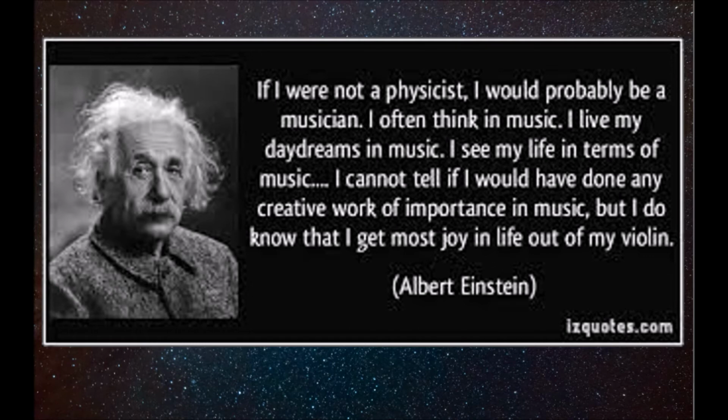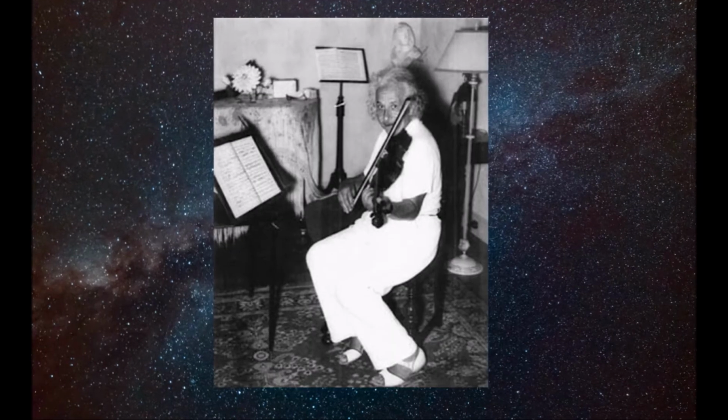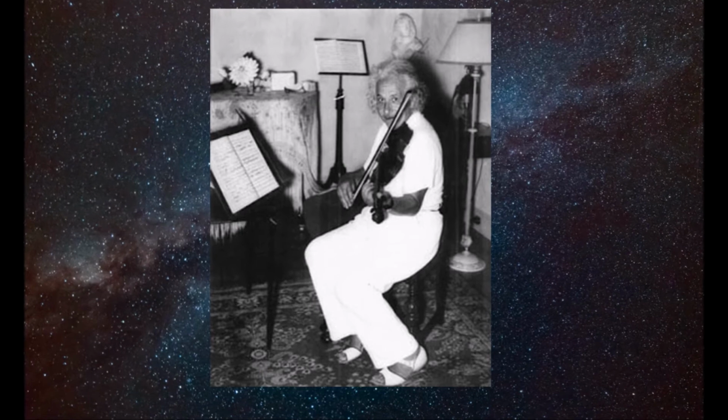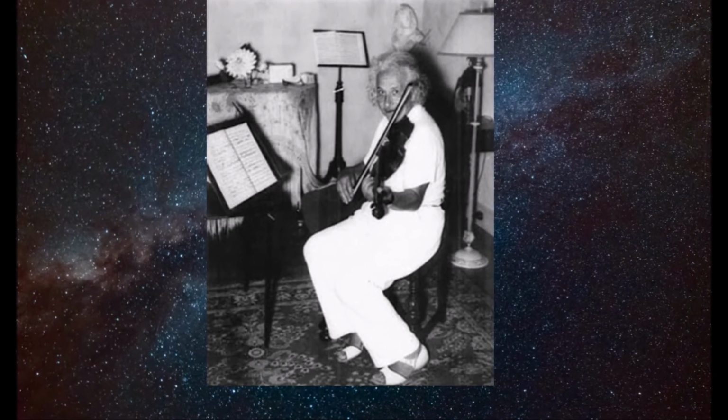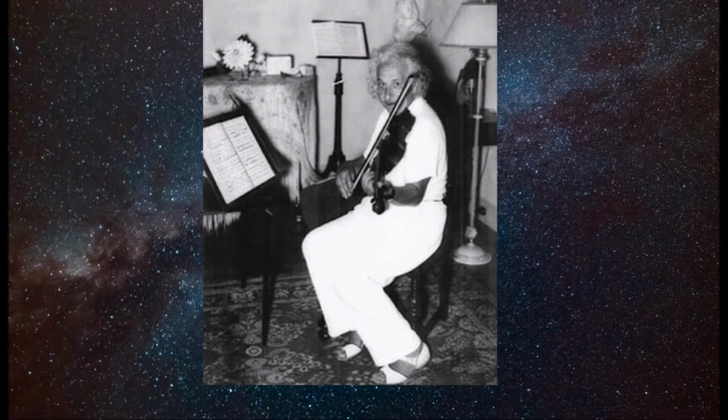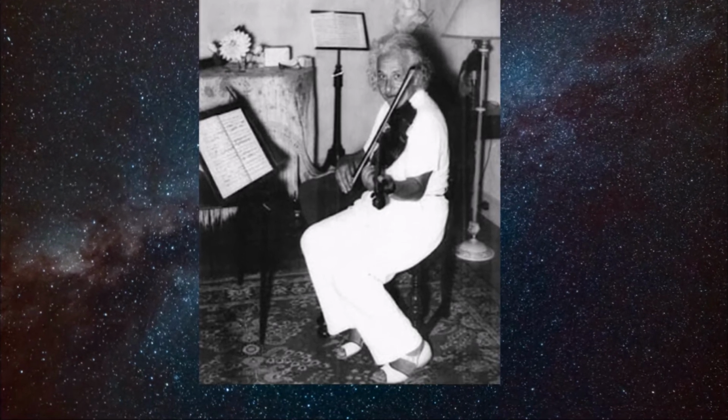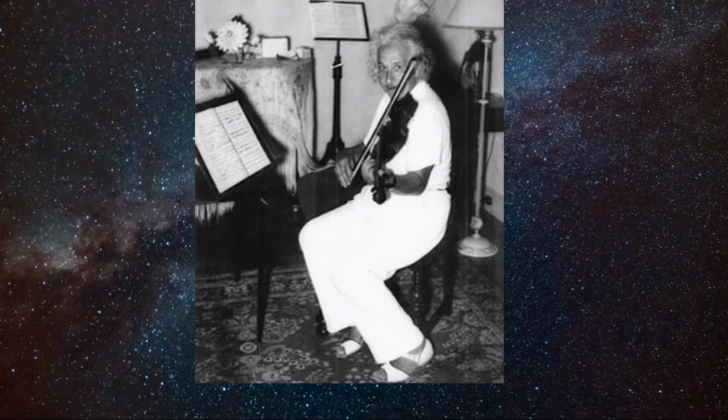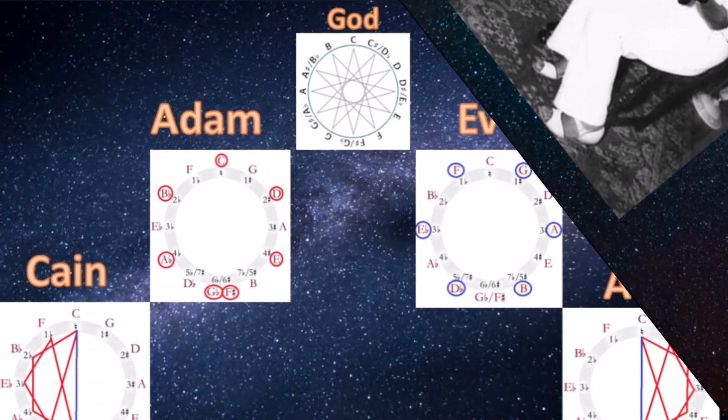Unquote. That is why I say Einstein would have understood Russell perfectly, because they are both on the same level, one on light and the other on sound. He said, "I cannot tell if I would have done any creative work of importance in music." My guess is that he would have come up with the Lydian theory. He might have given it another name, and maybe you might agree with me that it is more difficult to detect that gravity affects light, and yet Einstein discovered that.